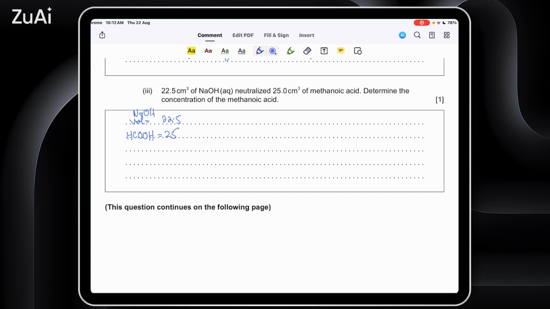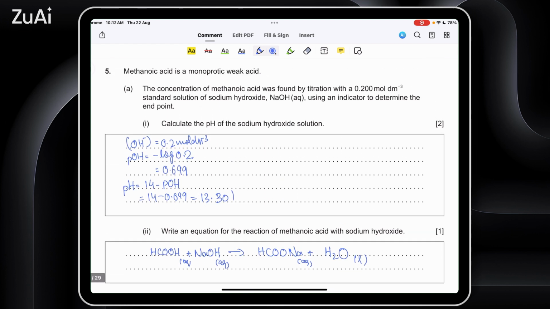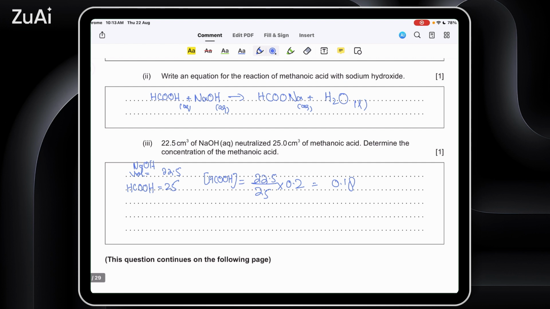So we have to find the concentration of methanoic acid. Volume 22.5 divided by 25 times the concentration, which is 0.2. So we'll get 0.18, because the concentration is given to us, that is 0.2. Look at this. We have to use this, right? 22.5 divided by 25 times the concentration of sodium hydroxide. We will get the concentration of methanoic acid. That's a way.